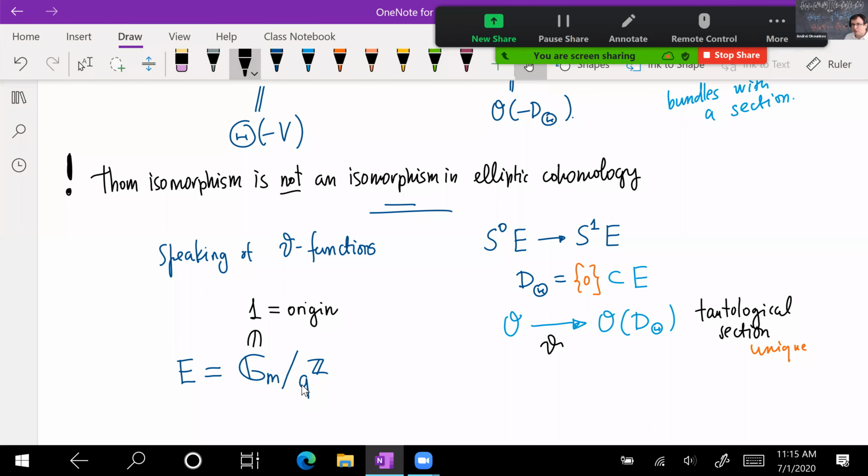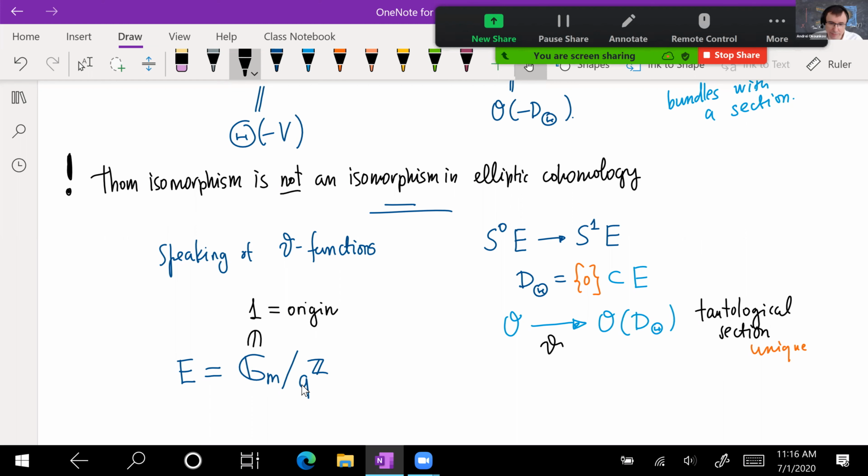This is the Jacobi triple product. If you want to actually write formulas, then this is what you see. All right, let's go back to the Thom spaces.